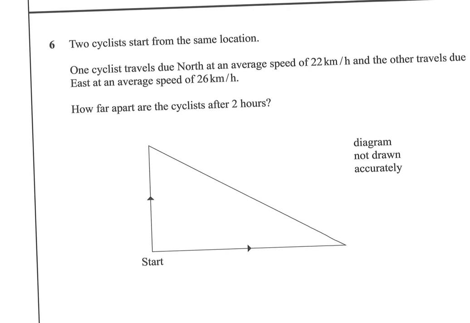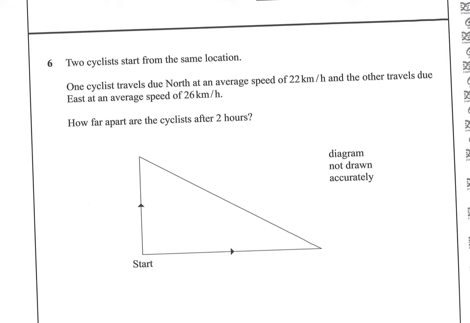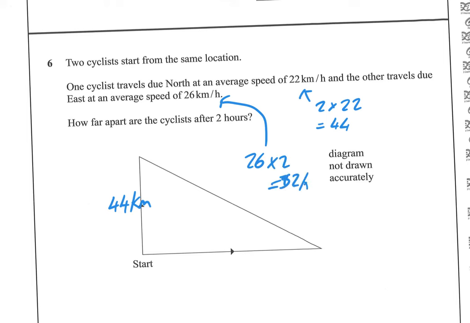And then we are on to the next question. It says two cyclists start at the same location. One cyclist travels due north at an average speed of 22 kilometers per hour. Another travels due east at an average speed of 26 kilometers per hour. How far apart are the cyclists after 2 hours? Okay, if you're going at this speed for 2 hours, you're going to have 2 times 22. That's going to be 44 kilometers is the distance this boy has gone. And this person here has gone 26 times 2, which is going to be 52 kilometers. So that's 52 kilometers this way.